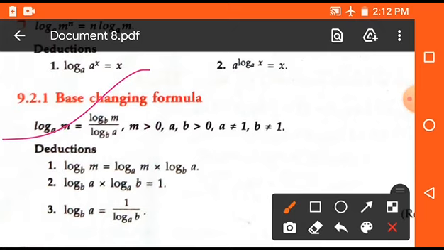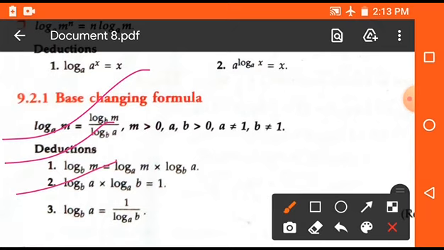Now another formula is log m base a. We can change the base by the formula log m base b upon log a base b, where a and b both should be greater than 0 and not equal to 1. Now we can write log m base b is equal to log m base a into log a base b.